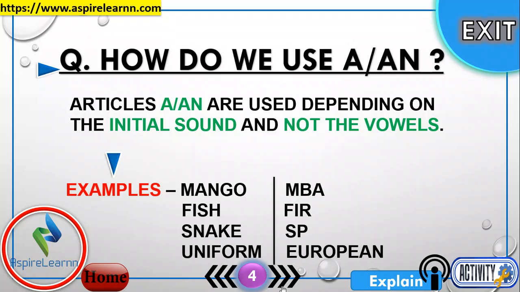Words taking an, vowel sound. An MBA sounds like em-bee-ay. An FIR sounds like ef-eye-ar. An SP. This is a common area where learners make mistakes.